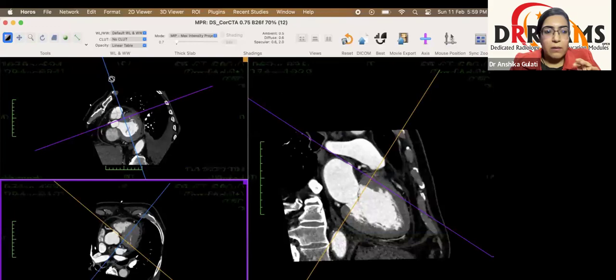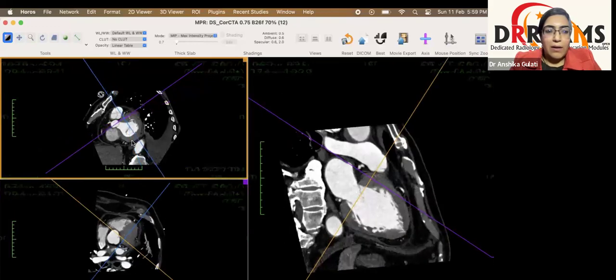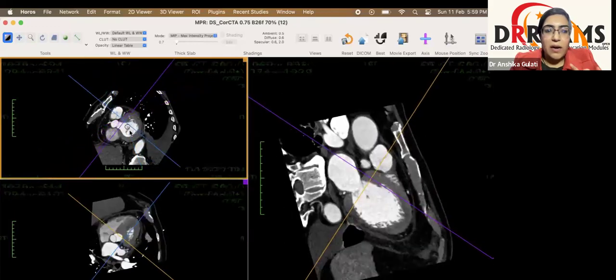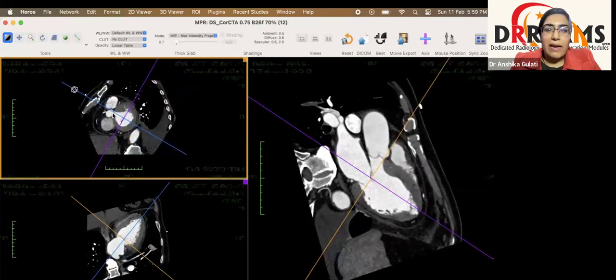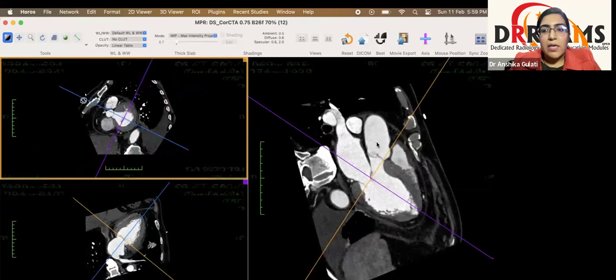And finally, coming back to the short axis, we'll place the crosshair again at the center of the mitral valve and rotate the blue axis towards the LVOT to get this three-chamber view.